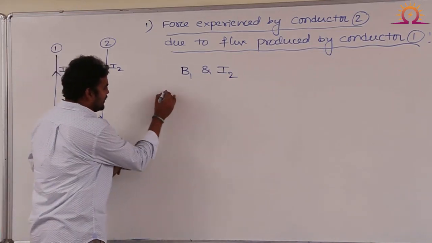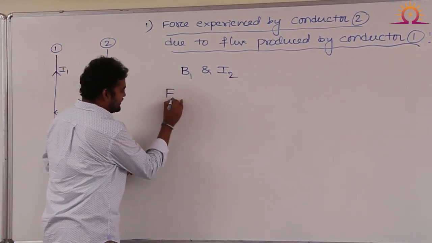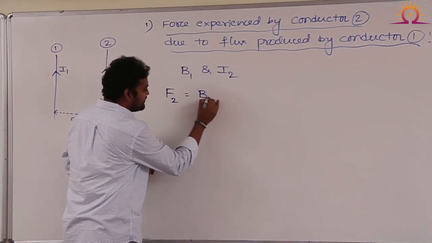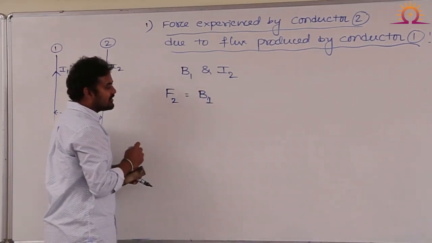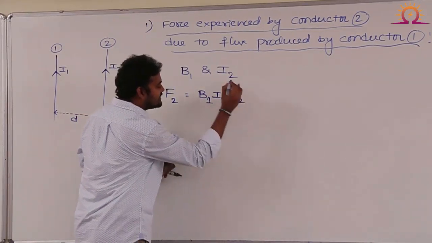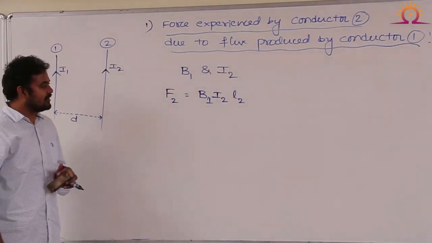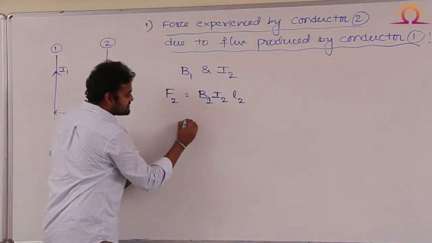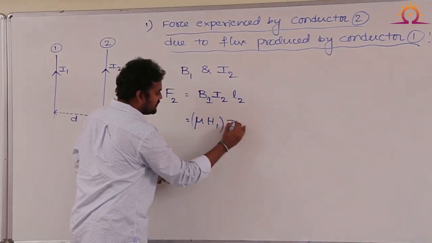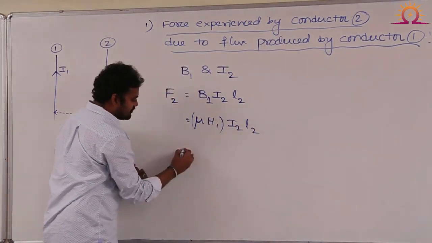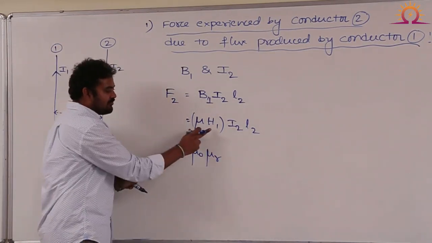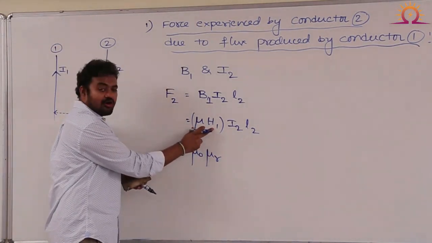So therefore the force experienced by conductor number 2 is nothing but the interaction between flux created by conductor number 1 and current carried by conductor number 2 and length of conductor number 2. Okay, what is the formula for flux density? B = mu into H of conductor 1, into I2 into L2. We have already, mu can be written as mu naught into mu r. We have already discussed the formula for H.